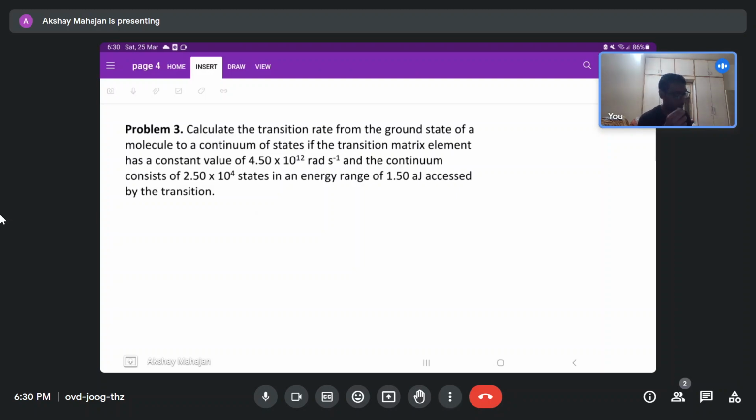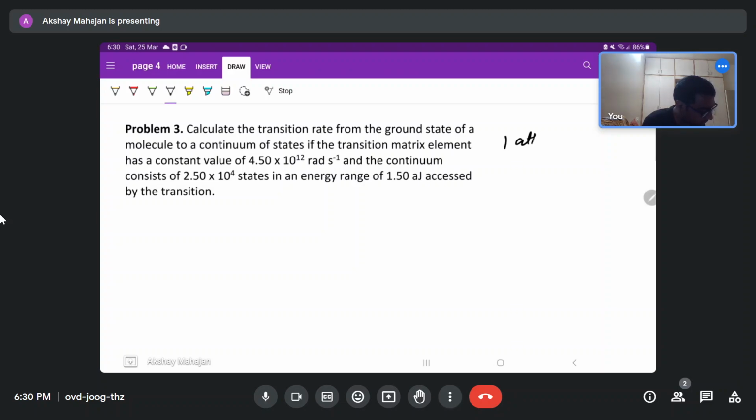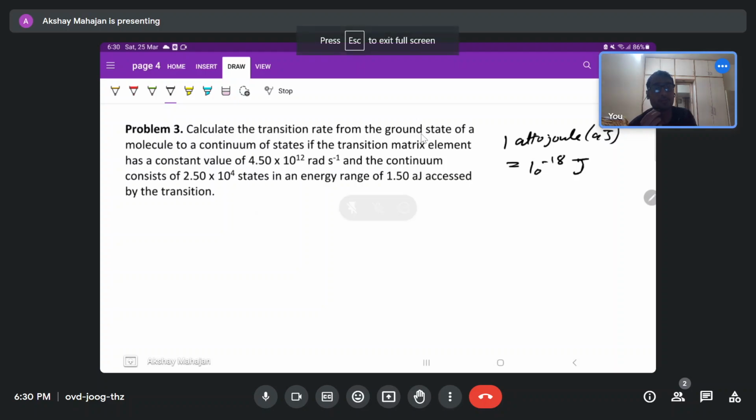Here aJ is attojoule, so let me write it here: 1 attojoule is equal to 10 to the power minus 18 joule.